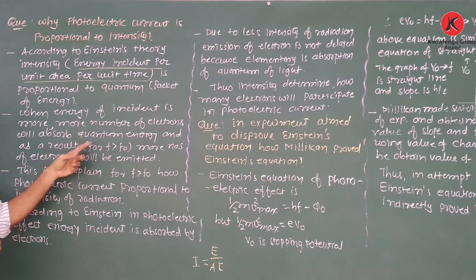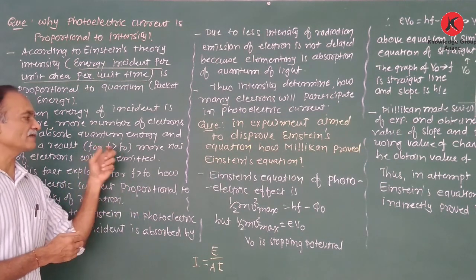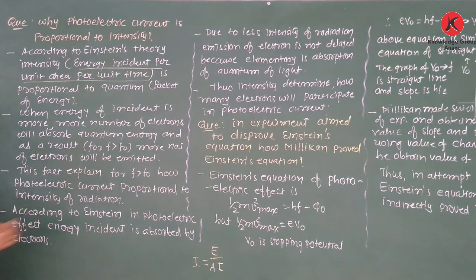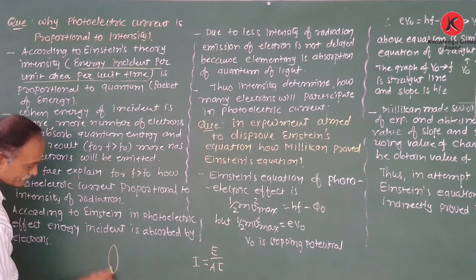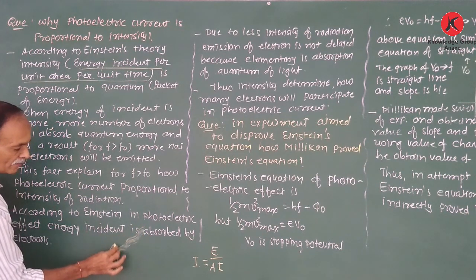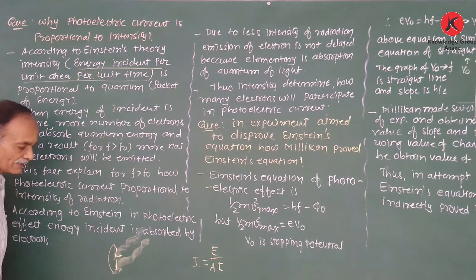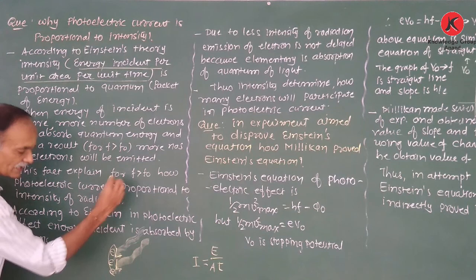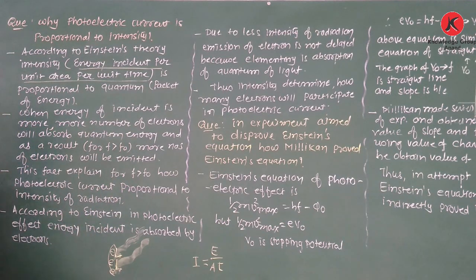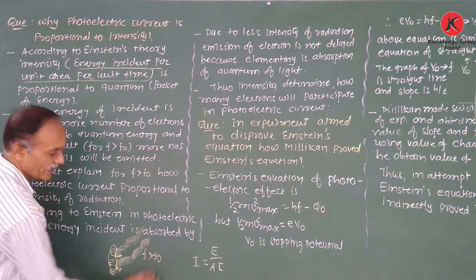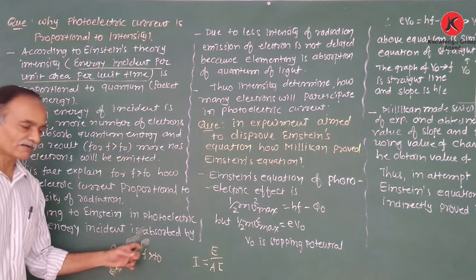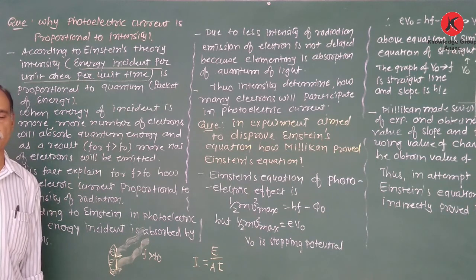a greater number of electrons will absorb the quantum energy. As a result, for f greater than f0, that means for given radiation having frequency more than the threshold frequency, more electrons will be emitted. So what it says is that if more intense light is incident on a metallic surface, more electrons on the surface of the metal absorb the energy. Here the condition is that the frequency is greater than f0, that means the frequency of the incident radiation is more than the threshold frequency.